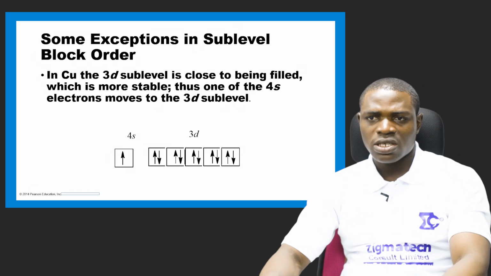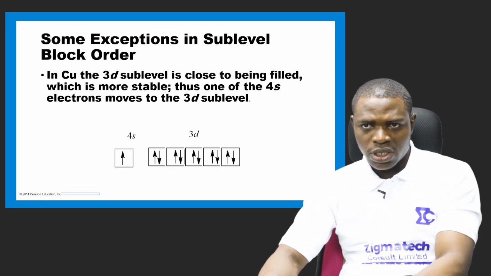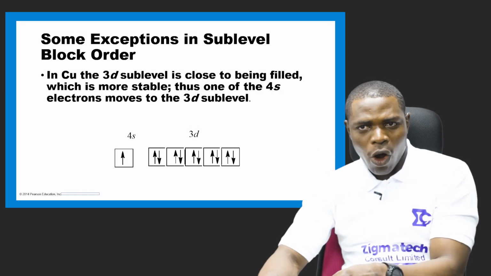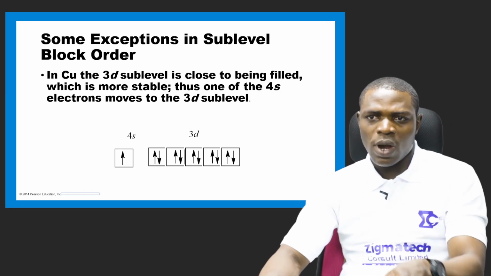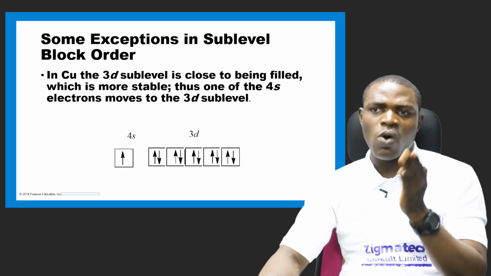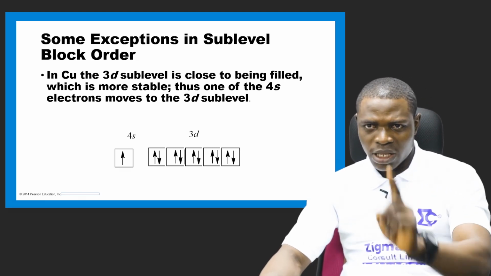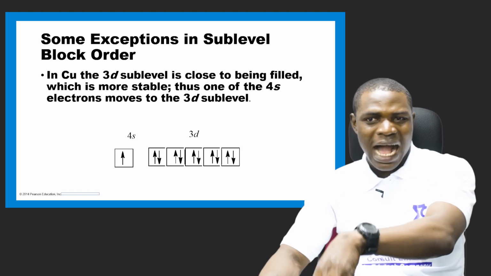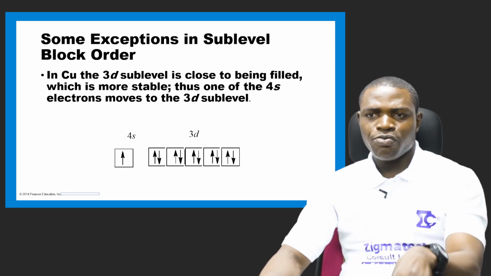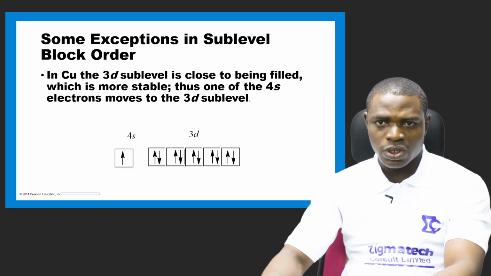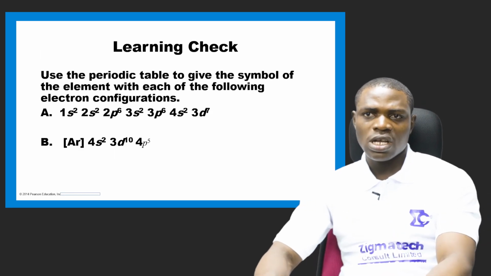Either 4s and 3d are half filled, or 4s is completely filled and 3d is half filled, or 4s is half filled while 3d is completely filled. So you take one, you use one: either 4s is completely filled and 3d is half filled, or 3d is completely filled and 4s is half filled. You have to follow the sequential order.